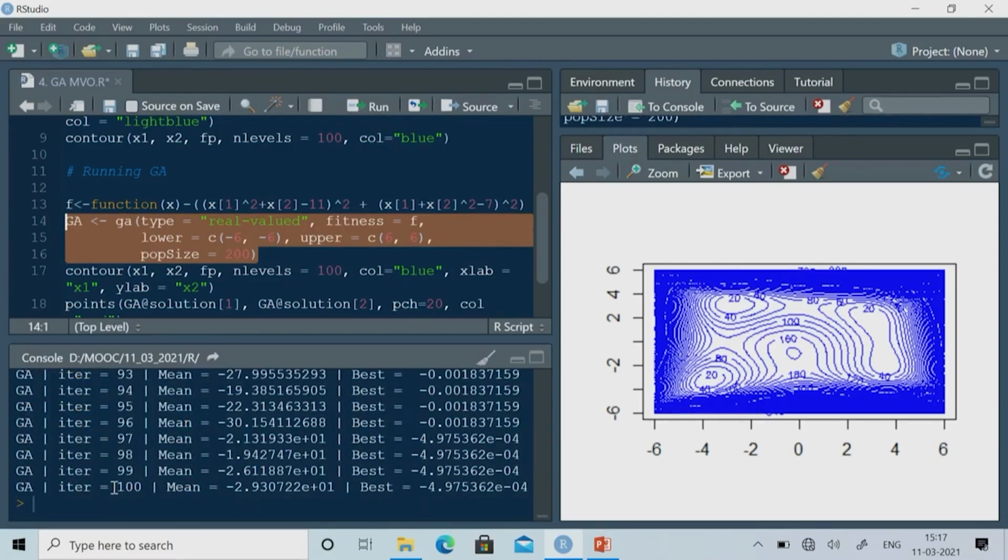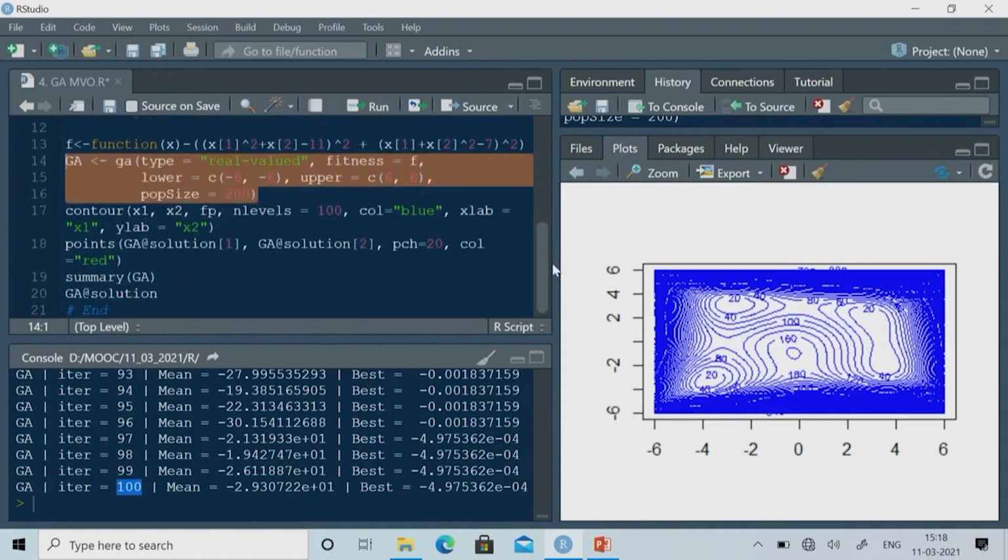So, it is iterating up to 100. This is the default iteration value given. The population size taken is 200. I did not change the other parameters like crossover probability, mutation probability and elitism. I have taken the default values.